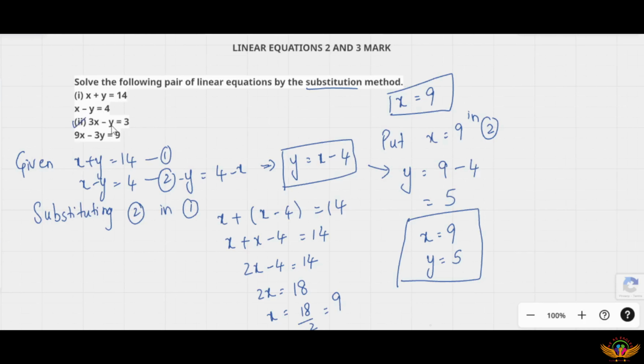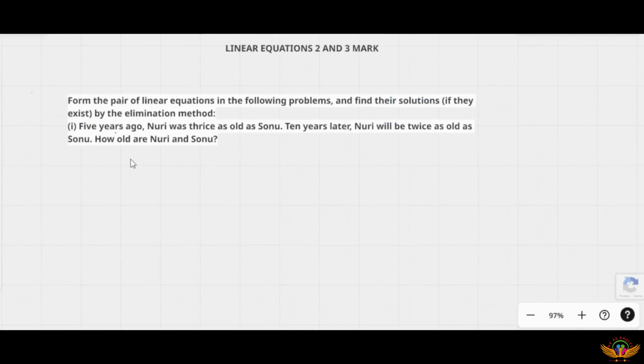Just take out the y value from any of the equations, substitute that y value in another equation and get the values of x and y. This is all about the substitution method. Yes, and here in this question we are going to practice the elimination method.